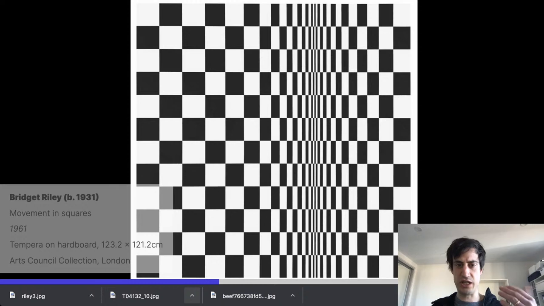But she does this playfully. She hasn't arrived at this. She hasn't said, I'm going to make a painting that does this. She thinks, okay, I'm going to draw a square, and then I'm going to draw another square, and then I'm going to draw another square, and then I'm going to start to think about what's happening, and then I'm going to build based on that.